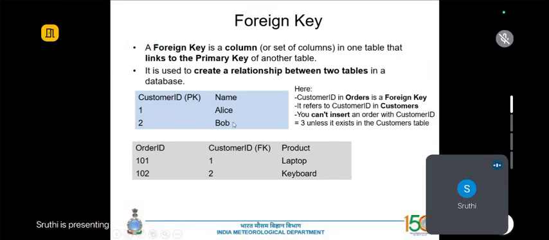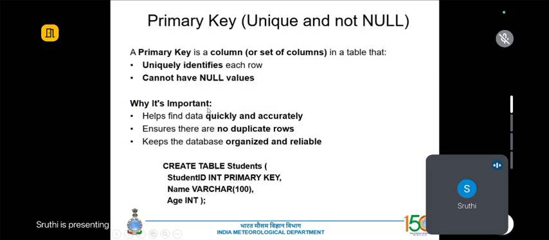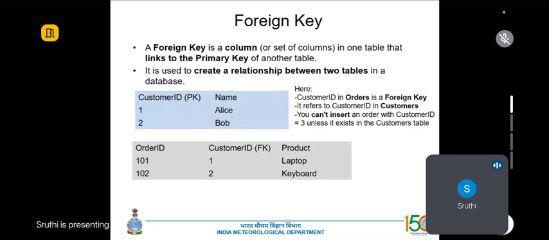So it is a column or a set of columns in one table that links to the primary key of another table. Say here the customer ID of the customer table will be linked to the order table. It is used to create a relationship between the two tables. This is what you should understand. A primary key helps you to identify a record, identify one value, and a foreign key will help you to establish a relationship between two tables in a database.